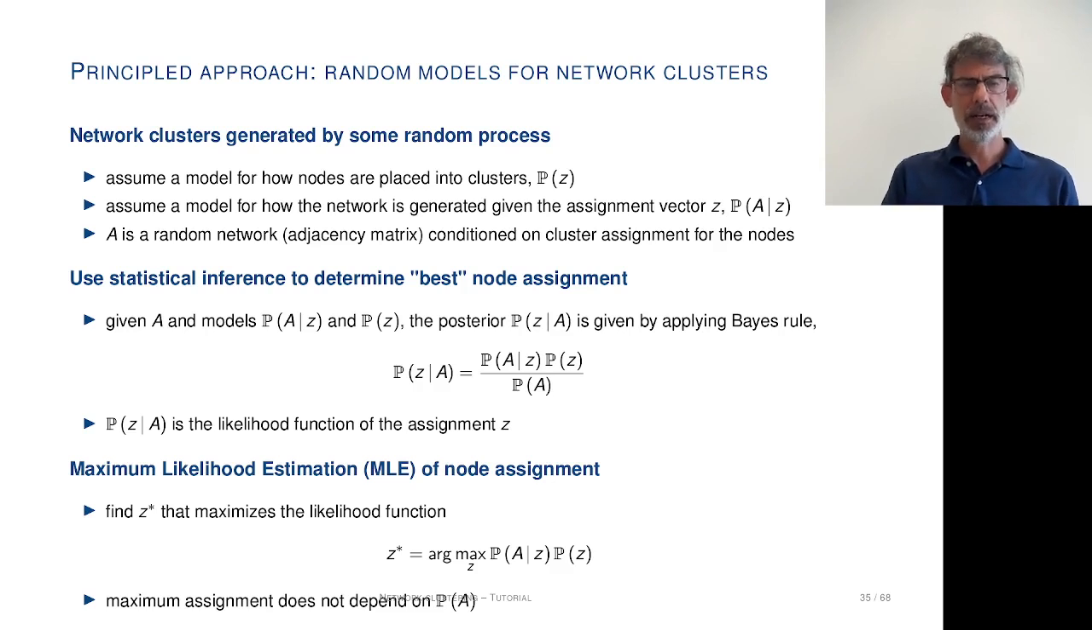Given A, an adjacency matrix that I observe, and the models P of A given Z and P of Z, the posterior P of Z given A is given by applying Bayes' rule, right? P of Z given A is just P of A given Z times P of Z divided by P of A. Note that P of Z given A is a likelihood function of the assignment Z given the observed matrix A. So what we can do, we can run maximum likelihood estimation for the node assignment vector to find Z star that maximizes the likelihood function. And the likelihood function is just the numerator of this equation because the denominator, P of A, does not depend on Z. So Z star can be computed in this way, revealing to us the optimal assignment.